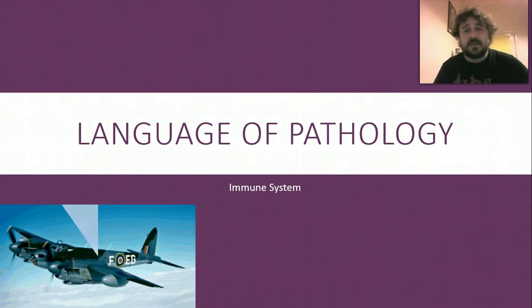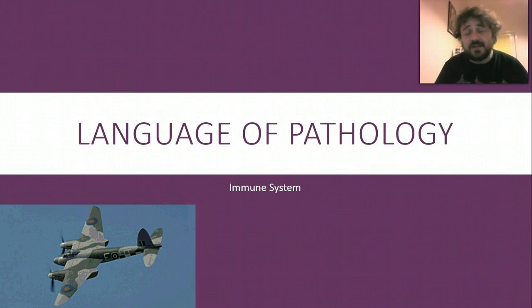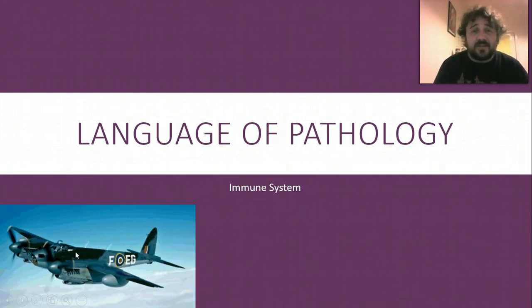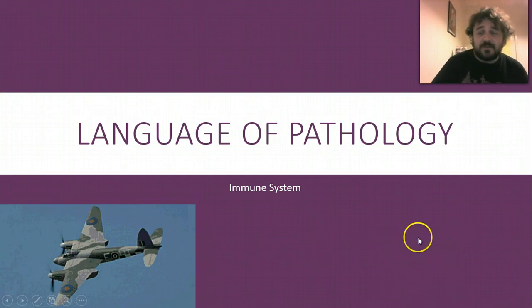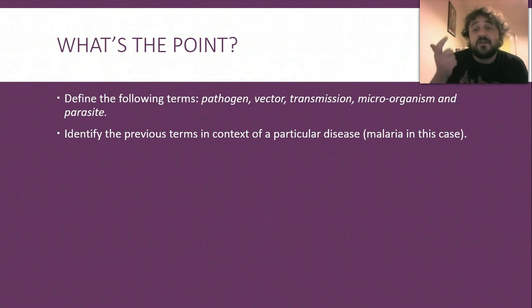Alright, so today we're going to talk about the language of pathology. And this is our third lecture in our series in immunology. And this here is a particular part of immunology known as a vector. Alright, so what's the point? By the end of this, you should be able to define the following terms: pathogen, vector, transmission, microorganism, and parasite. You basically want to identify all of these terms in context of a particular disease, and we're going to focus on malaria, and that'll be the very end of our lecture.